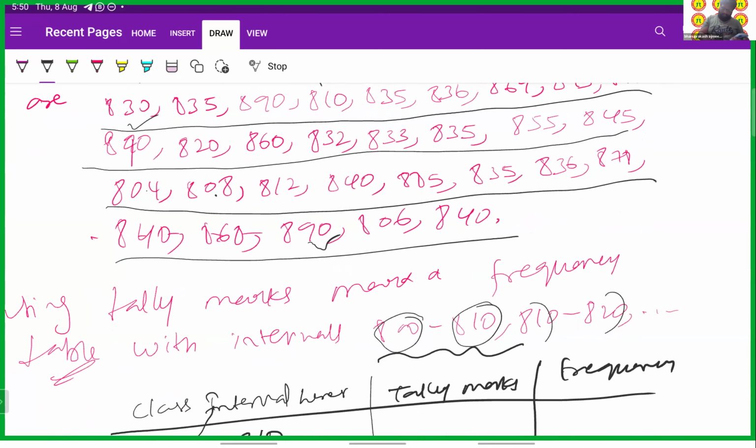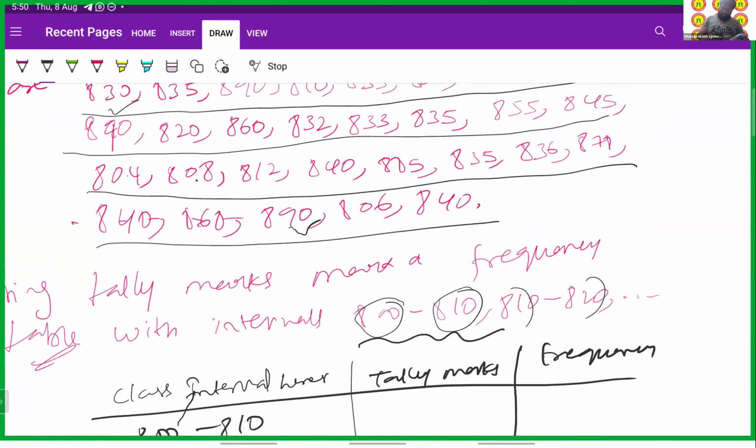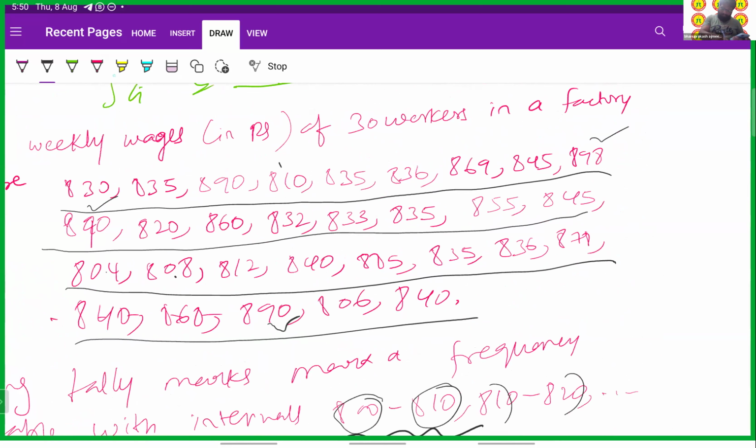Suppose I tell you one thing here. For 800 to 810, how many marks should I find? Here I'm marking with yellow and blue: 806, and 808, 804, and 810 also I'm including in this one only. Because you could include 810 in the second interval, but first preference goes where it's mentioned. One interval is already mentioned as 800 to 810, so we have to consider it there.